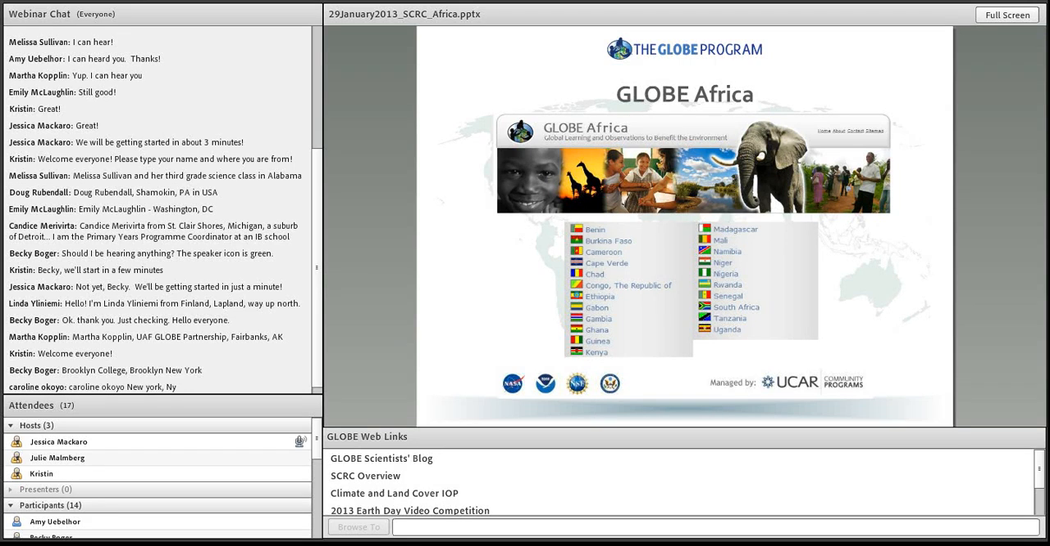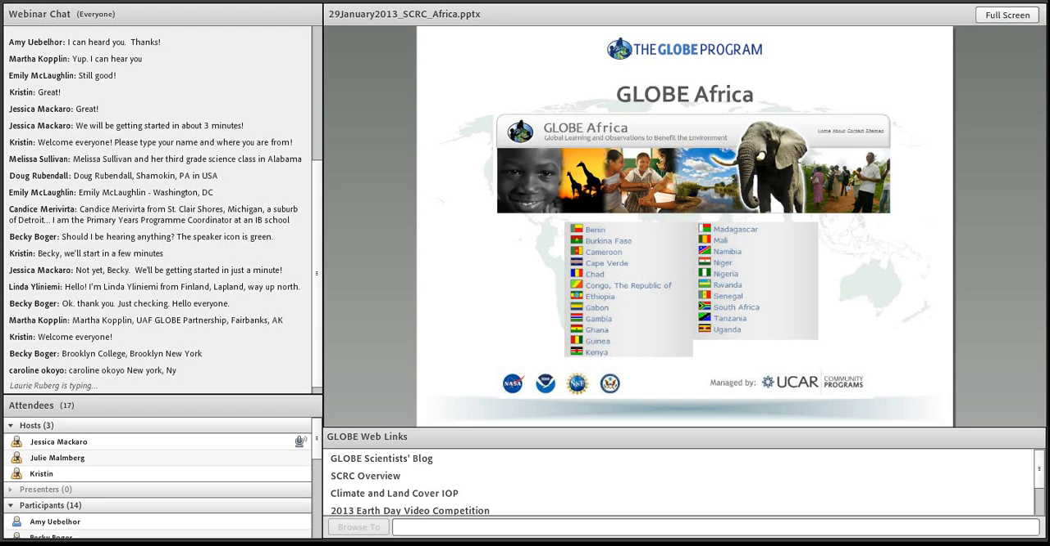So this region is represented on the GLOBE International Advisory Committee by Mark Bretney from South Africa. The regional help desk is also located in South Africa. The region also has representation on both the Education Advisory Committee and the Science Advisory Committee. So this region is very well represented on all of those committees.